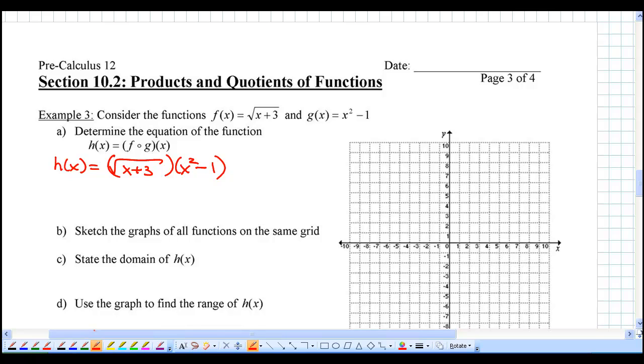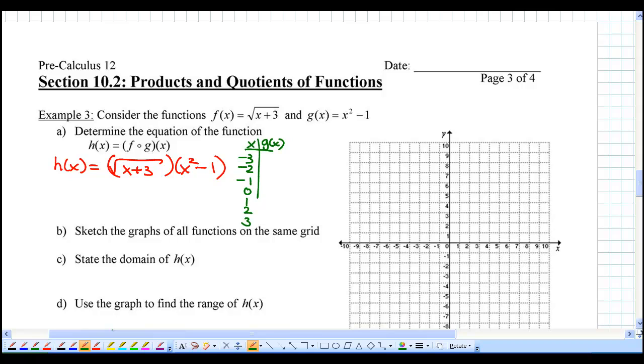Okay, it says sketch the graphs of all the functions on the same grid. So hope you remember how to graph out the parabola, at least for g of x. That's x squared minus 1. And by the way, if you want to make, once again, a table of values, you can. I'll do this. How about, let's say, negative 3, negative 2, negative 1, 0, 1, 2, 3.